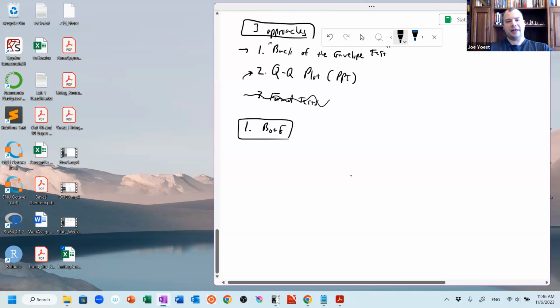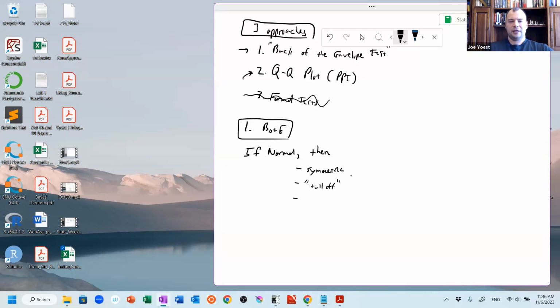So what's the idea of the back of the envelope test? Well, the logic goes this way. If the population is normal, then I expect the following. What were our three characteristics of a normal distribution? I expect it to be symmetric. I expect it to tail off to the sides. And I expect it to basically look bell-shaped.